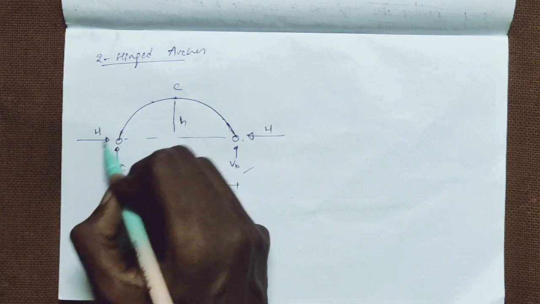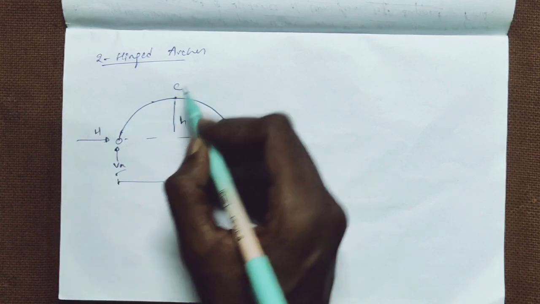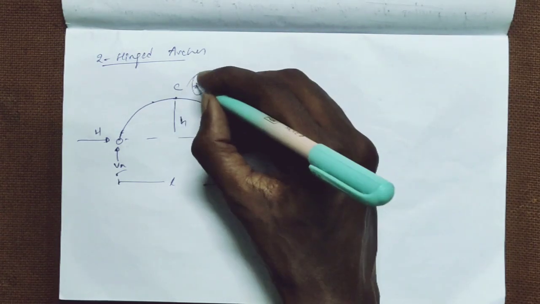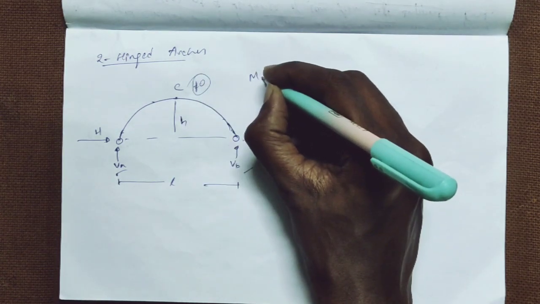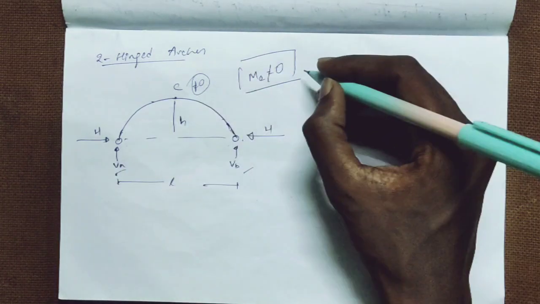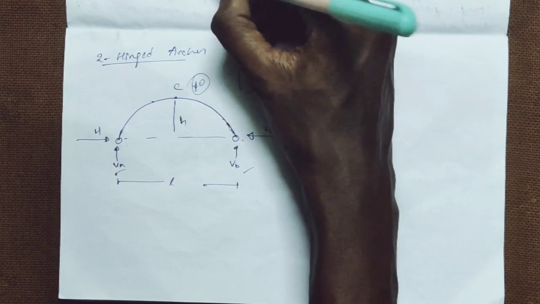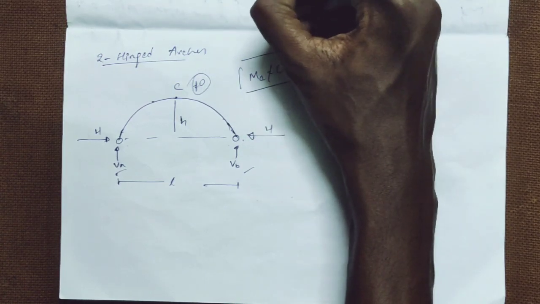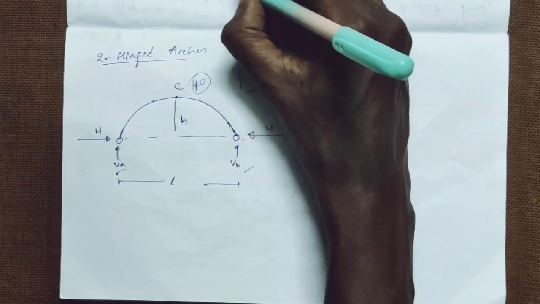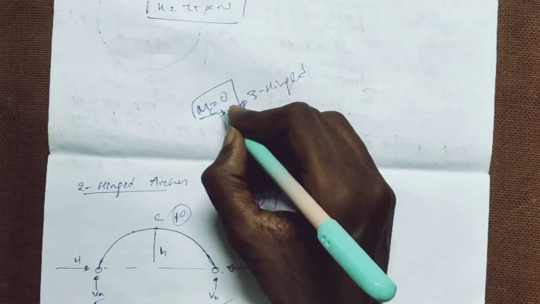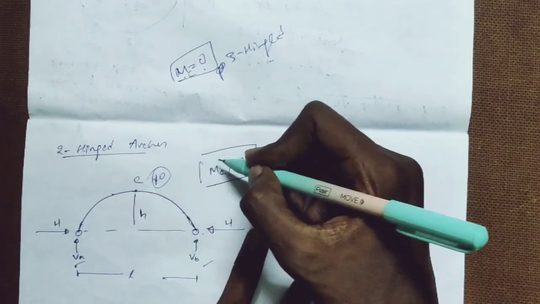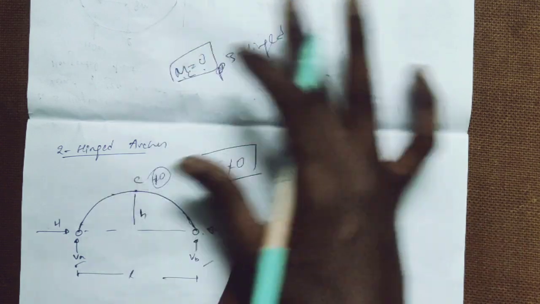Then how can we find H? As it is not hinged, we cannot equate the moment at C to 0. In three hinged arches, the moment at C is 0. But in two hinged arches, the moment at C is not equal to 0.